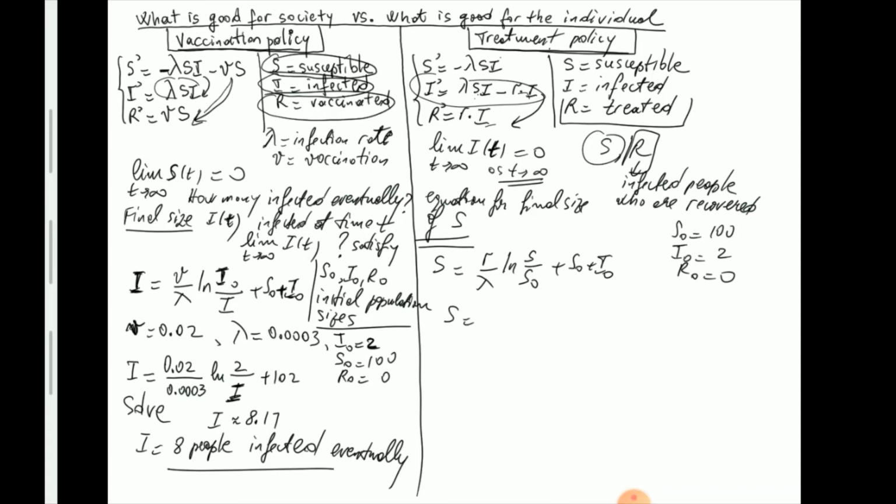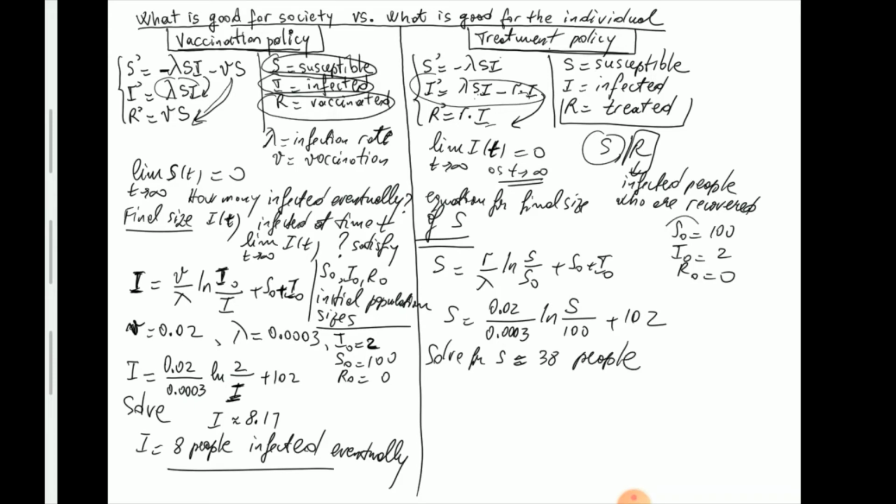So let's say the treatment rate is the same as the vaccination rate, which is 0.02, divided by lambda, which is 0.0003, natural log of S over S naught. Okay, S naught is 100, and again S naught plus I naught is 102. Once again, we can use Wolfram Alpha or something similar to solve this. So we solve for S, and we're going to end up with approximately 38 people.